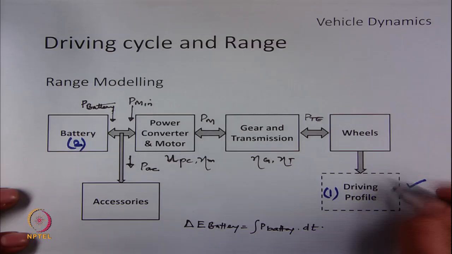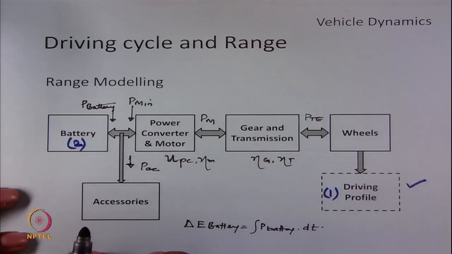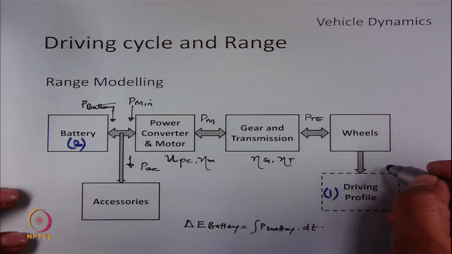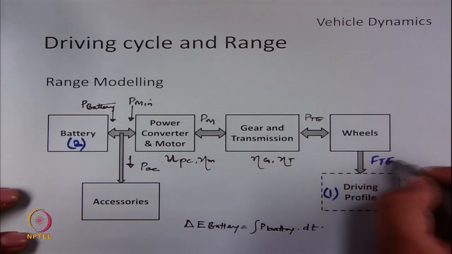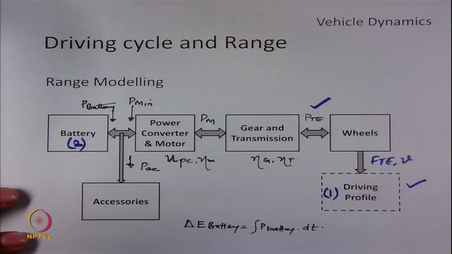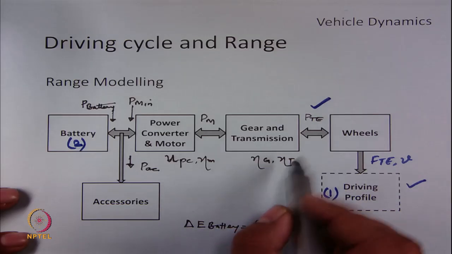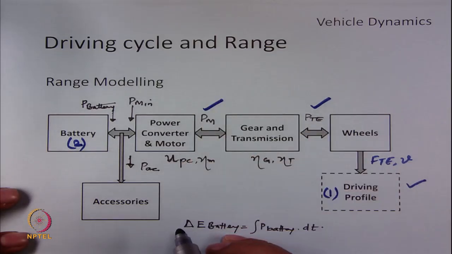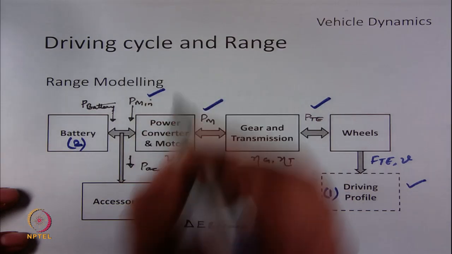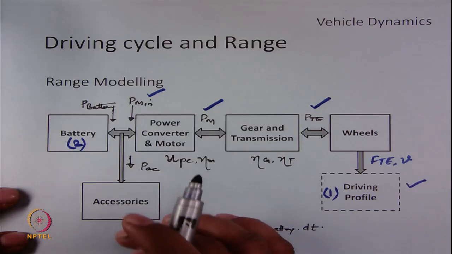Afterwards, for this driving profile, which is basically a variation of velocity with respect to time, you have acceleration, deceleration, constant speed, etc. The vehicle tractive effort and velocity will be known to us, and we can calculate the power that is required by the vehicle in a time span. So, these are all a function of time. Once we know the efficiencies of gear and transmission, we can calculate the power that is required on the motor shaft. Similarly, when we know the efficiency of motor and power converter, we can know the power required at the input of the power converter.